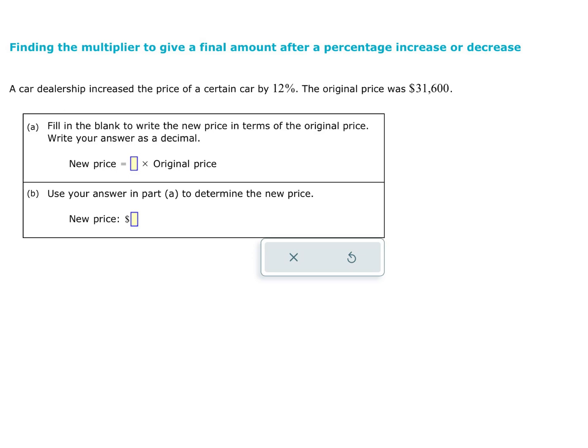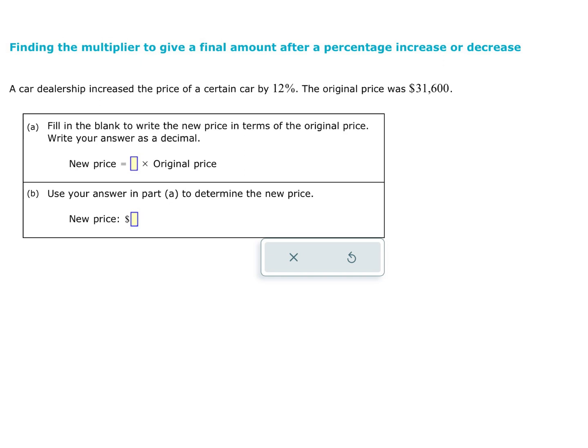This topic is finding the multiplier to give a final amount after a percentage increase or decrease. And our first example says a car dealership increased the price of a certain car by 12%. The original price was $31,600. Part A says fill in the blank to write the new price in terms of the original price, and we're going to write our answer as a decimal. New price equals what times the original price?